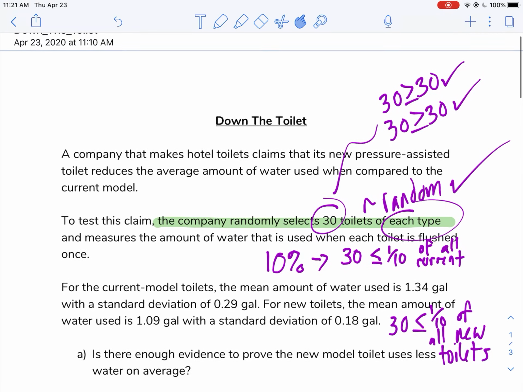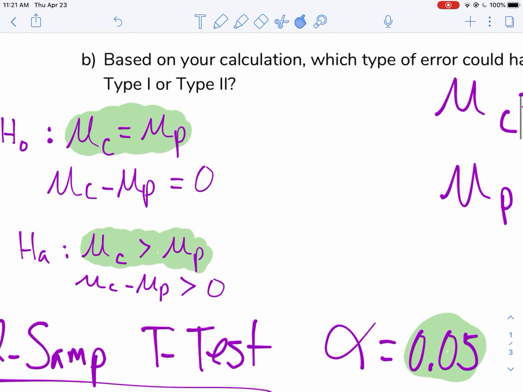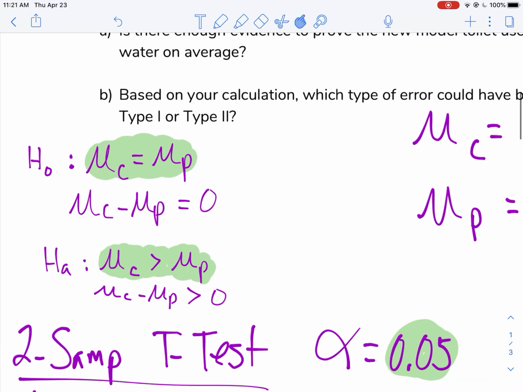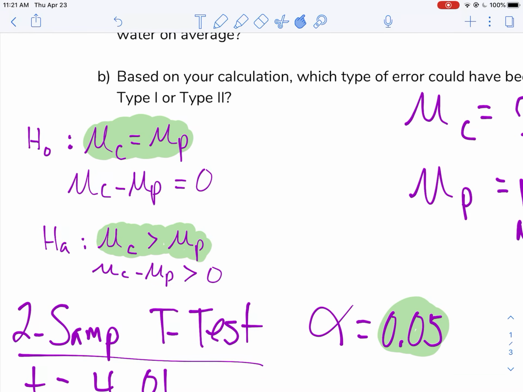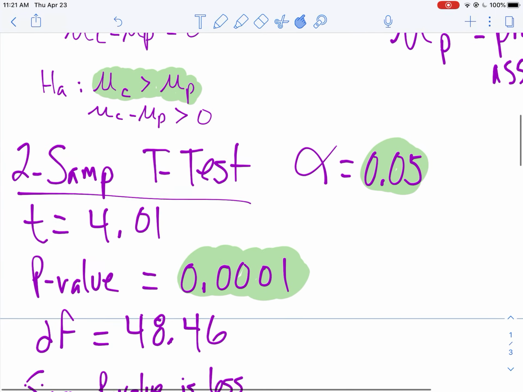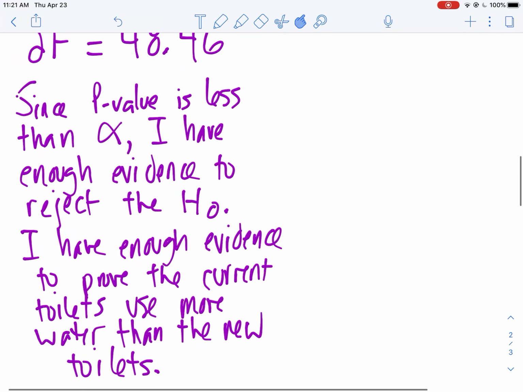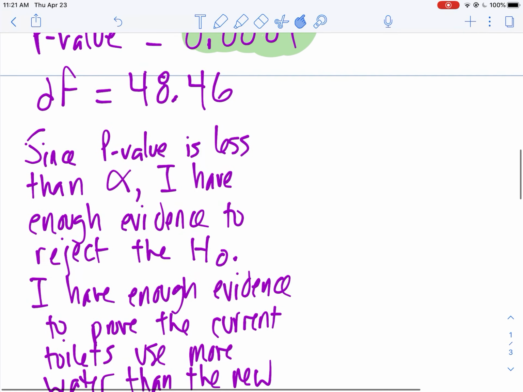Check my conditions: large sample, 10%, and random. Set up my null and my alternate here. Null is dull, always equal. And for my alternate, I wasn't just trying to prove they were different. I was trying to prove one was greater than the other. And I ran a 2-sample t-test. These are the values I got. And since my p-value was less, I had enough to reject my null hypothesis. Hopefully this helps.